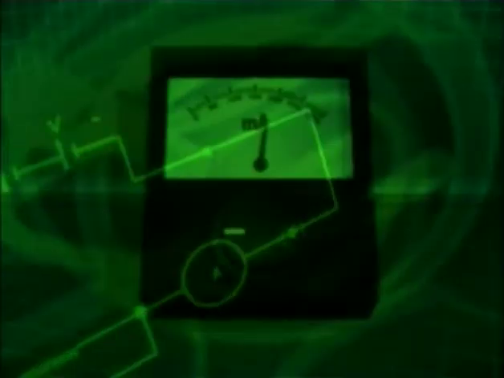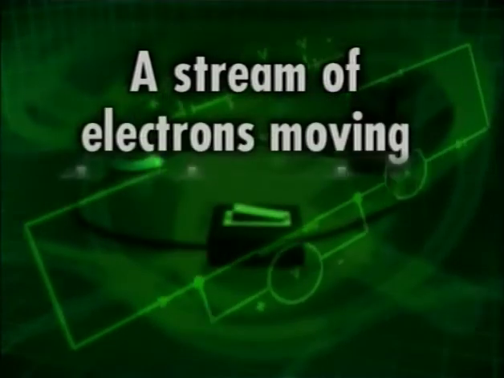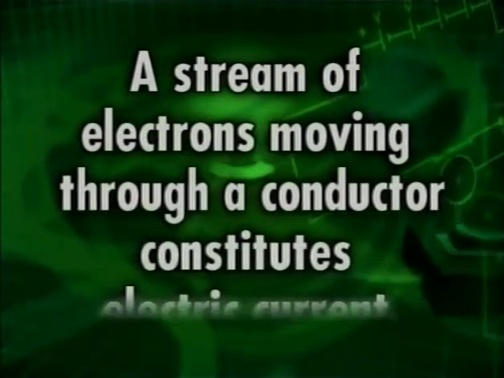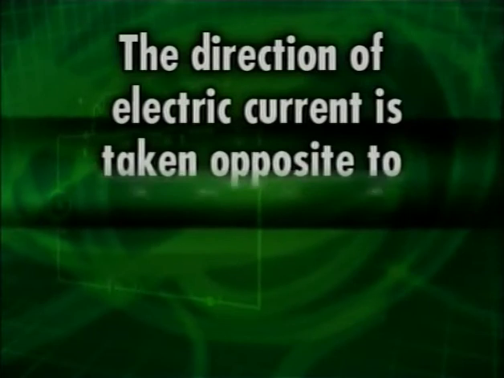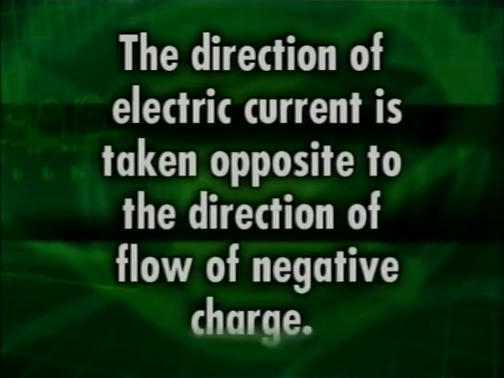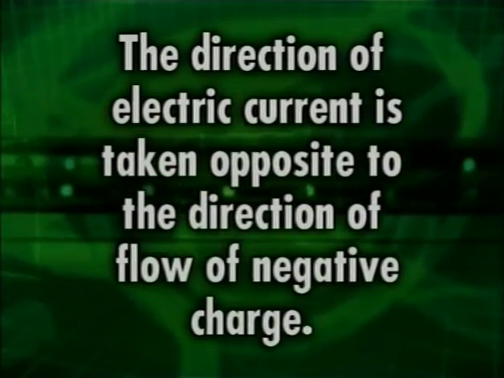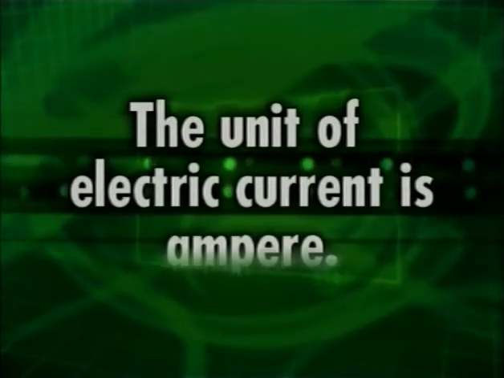I am sure you all are eager to know some more aspects related to electricity and electric current. In the previous class, we have learnt about the following aspects about electricity. A stream of electrons moving through a conductor constitutes electric current. The direction of electric current is taken opposite to the direction of flow of negative charge. The unit of electric current is ampere.